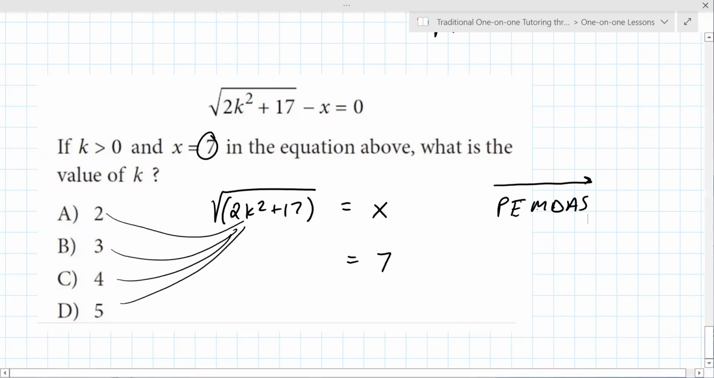Nope. 3 times 2 is 18. 18 plus 17. No. 4. 16 times 2 is 32 plus 17. 32 plus 17. Square root 104. No.